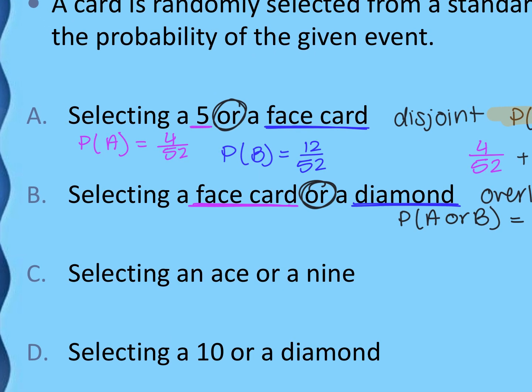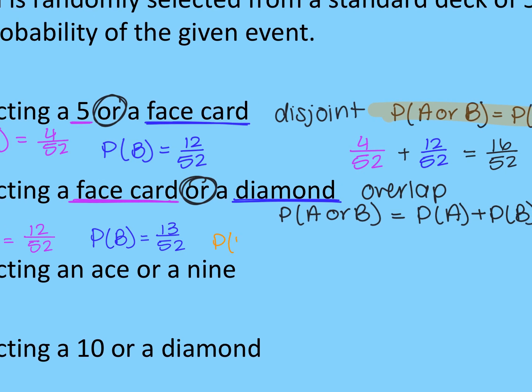So let's go ahead and write down what we have. What is the probability of event A? How many face cards do I have in a deck? I'm going to have 12 out of 52. How many diamonds do I have? I'm going to have 13 out of 52. Now I have to find the probability of A and B. Out of those cards, how many are overlapping? How many face cards do I have that are diamonds? 3. 3 out of 52.